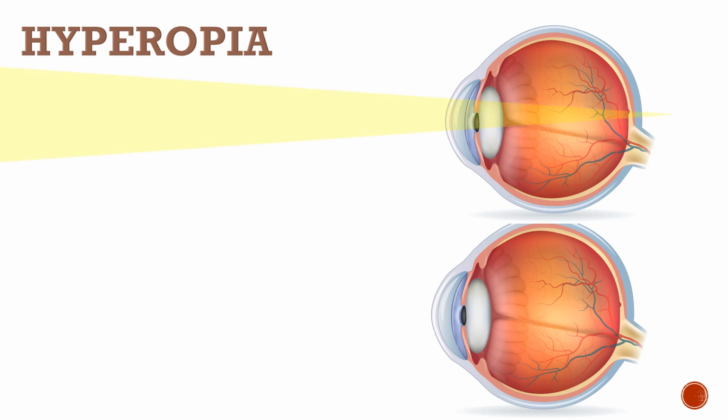So the optics of hypermetropia is that the light coming from infinity falls behind the retina, and by placing a convex lens, it makes the light fall on the retina, giving a clear vision.